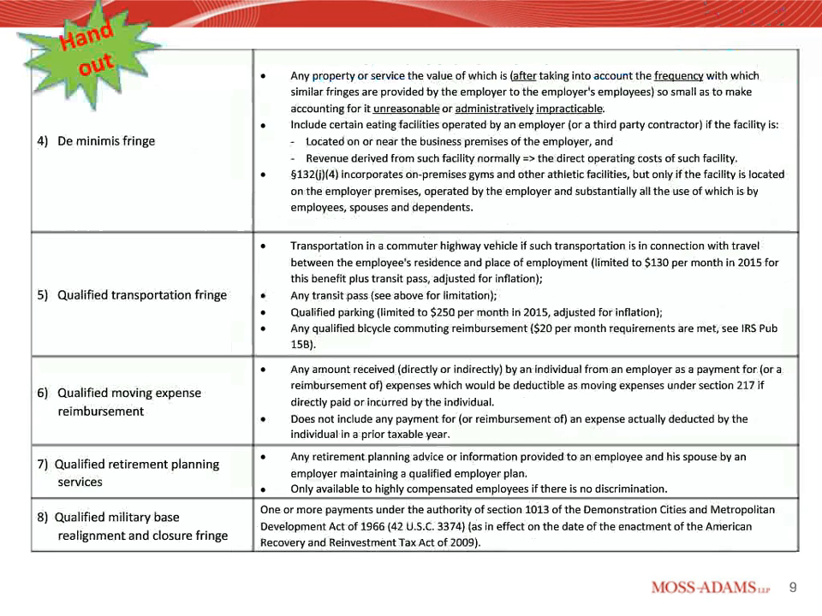All right, de minimis fringe, number 4. This one is also used a lot, but unfortunately I see this one used a lot incorrectly. So the bullet points here are really important. The first one is any property or service, the value of which, after taking into account the frequency with which similar fringes are provided, is so small as to make accounting for it unreasonable or administratively impractical.